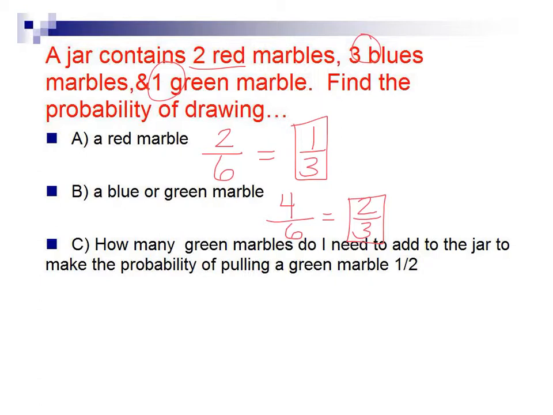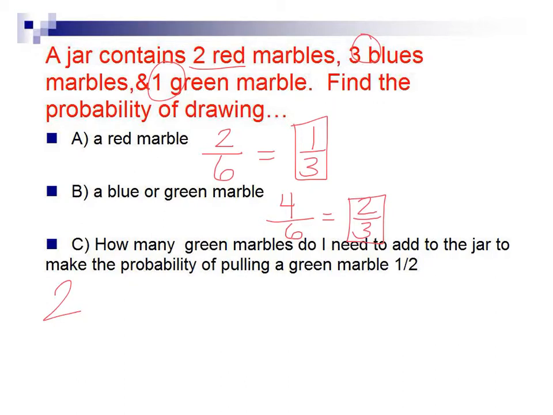Let's make a little bit more advanced concept here. How many green marbles do I have to add to the jar to make the probability of pulling out a green marble 1/2? Well, it's tempting to immediately jump in there and say 2. I need to add 2 marbles because that would get me 3 green marbles, and that would be 3 out of 6. But the problem is if I'm going to throw 2 more green marbles in there, I don't have 6 marbles in the jar anymore. I now have 8 marbles, and 3 out of 8 isn't 1/2.